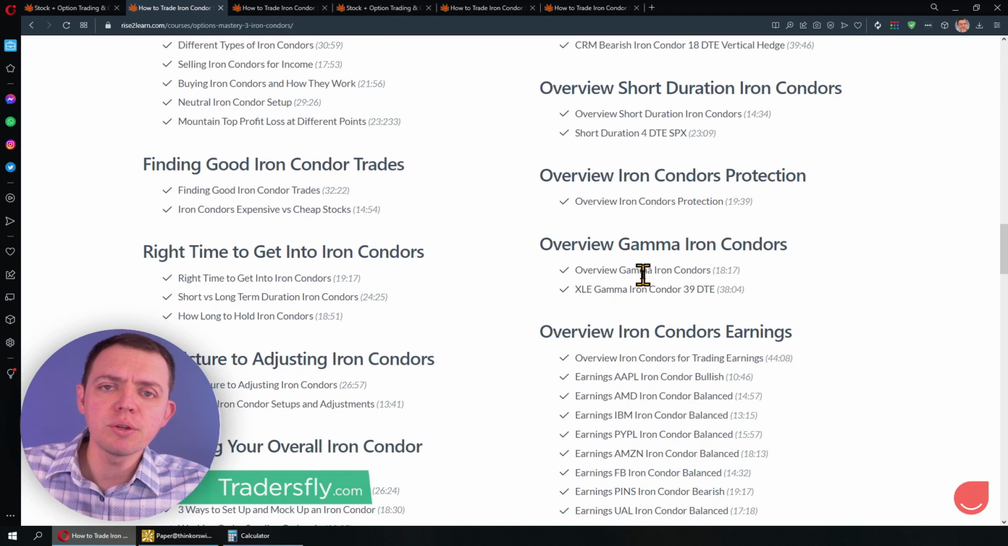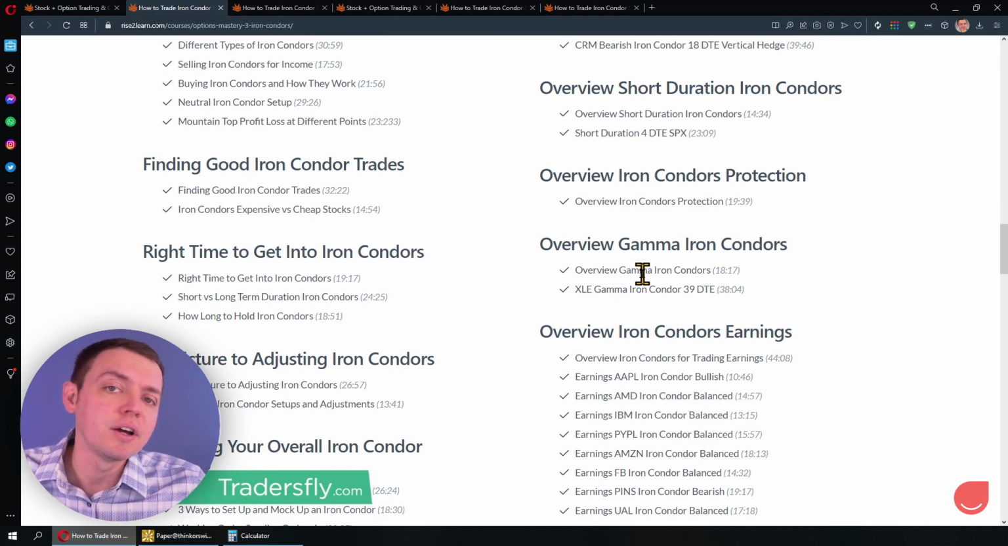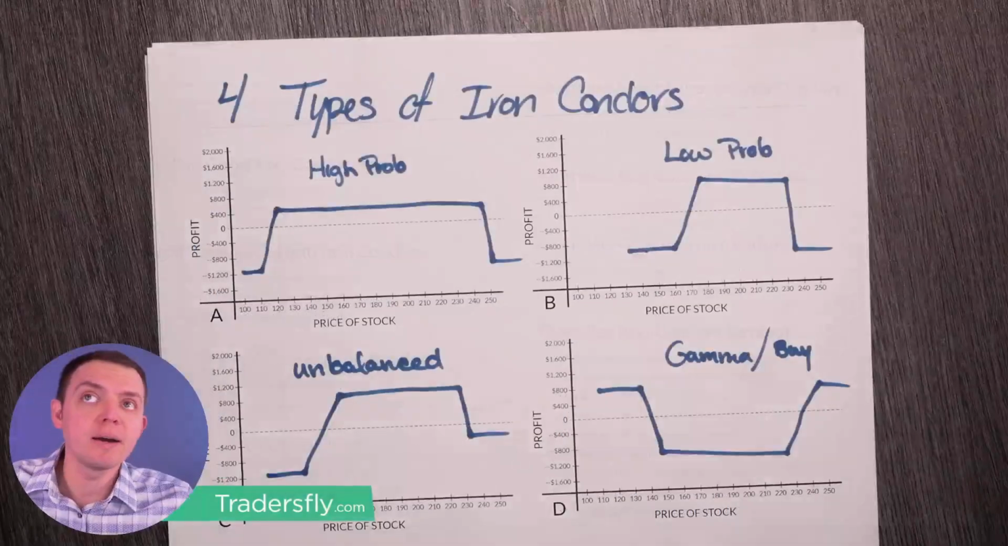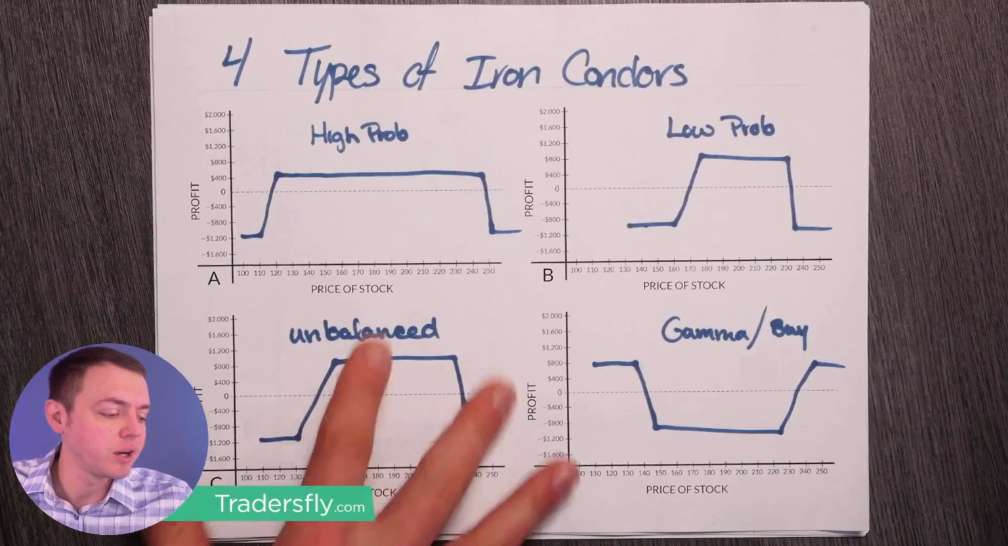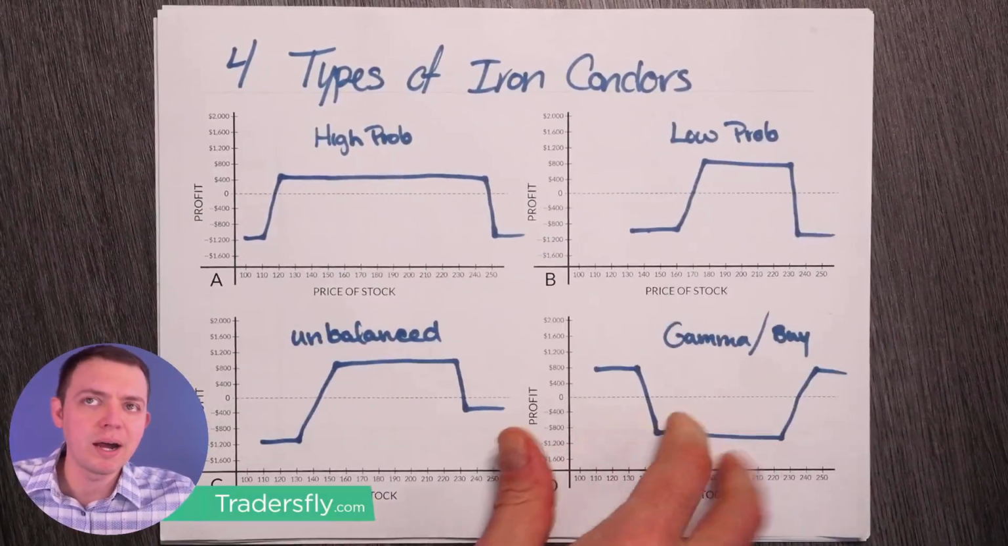So anyway, I want to share with you kind of the 4 different types of iron condors you can trade. And you can trade quite a lot of different iron condors really when it comes down to it. And there's kind of 4 main types right here. So you've got kind of a high probability, a low probability, unbalanced, and a gamma or bi iron condor.